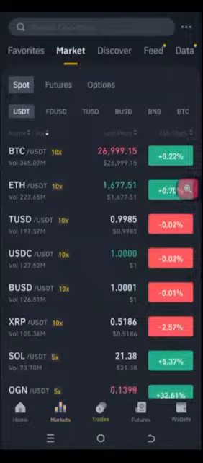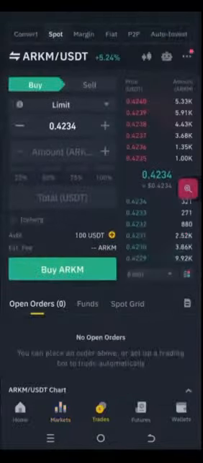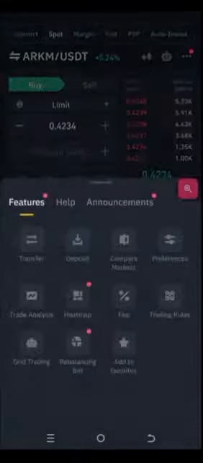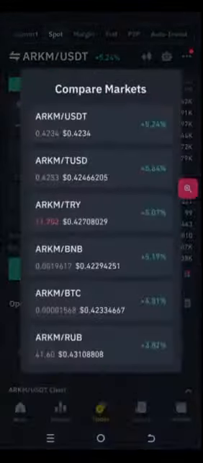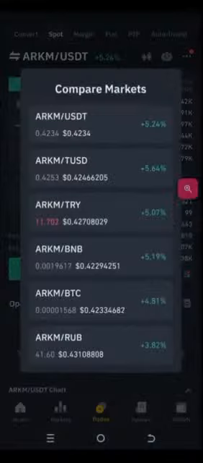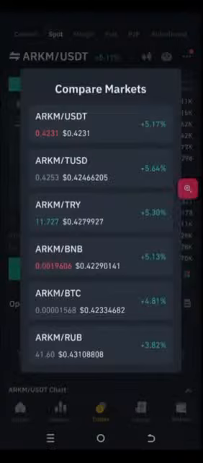So if I go to my spot trading section here and I click on the 3 dots, it will bring out a couple of things, and under it you will see compare market. Now, depending on the version that you have, it might be a little different. This is the updated version, so if you don't update your app, you might not see it exactly like this, but definitely you will see compare market somewhere along the line. Compare market shows you the different markets where each particular coin is listed.